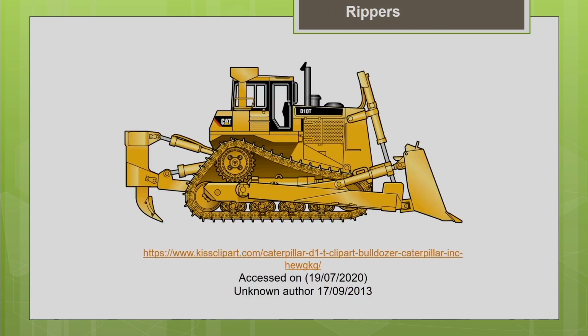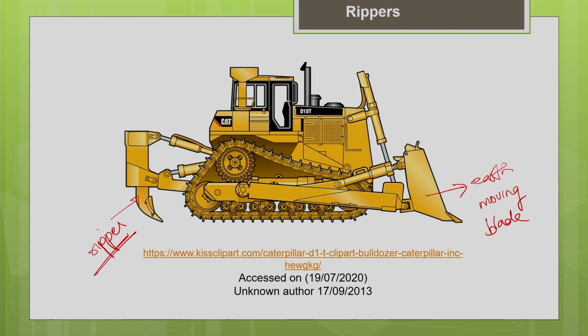The other application you can see is that it can be used as a ripper. For this tractor you can see at the front end you have the earth moving blade, and at the rear end you have the ripper.